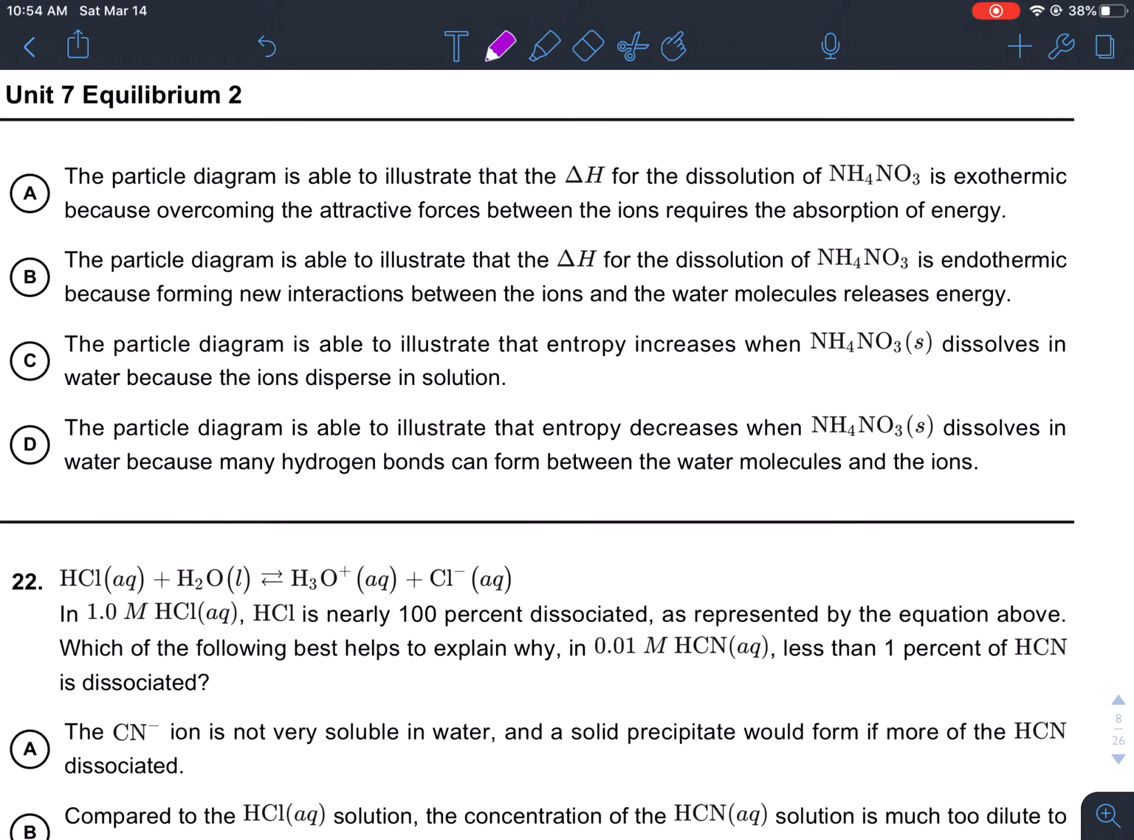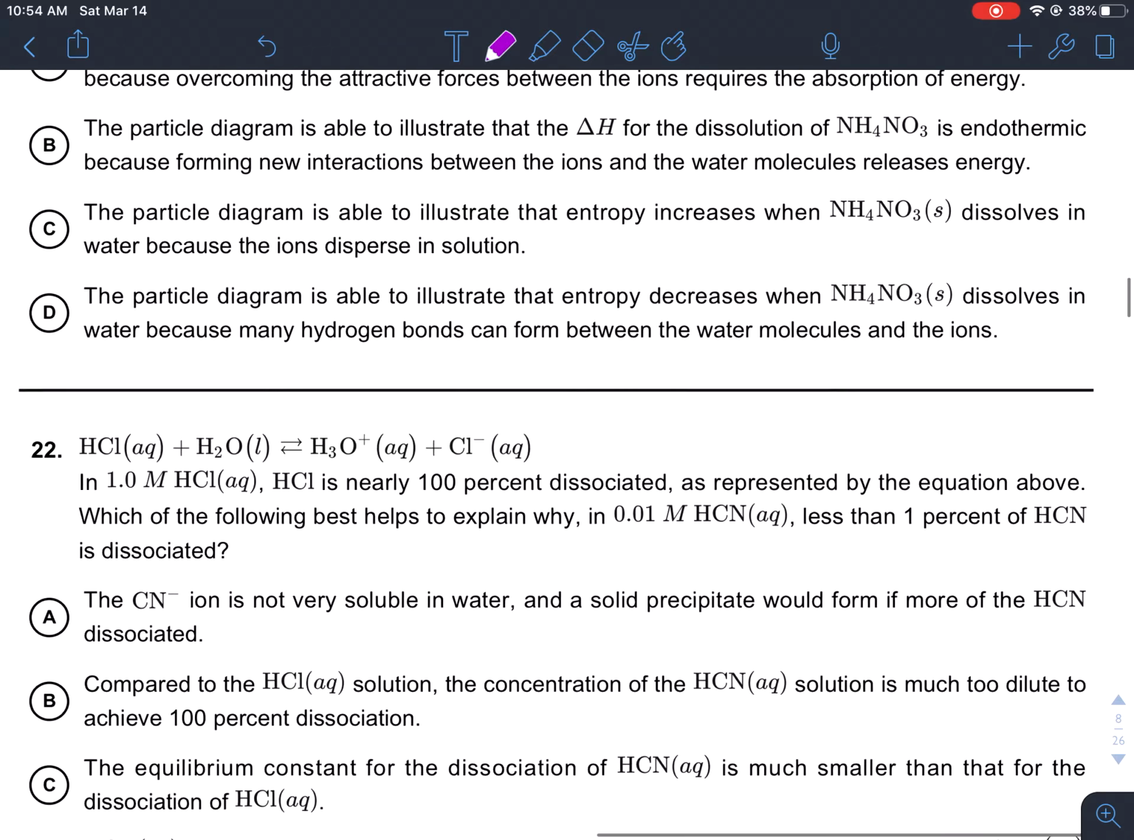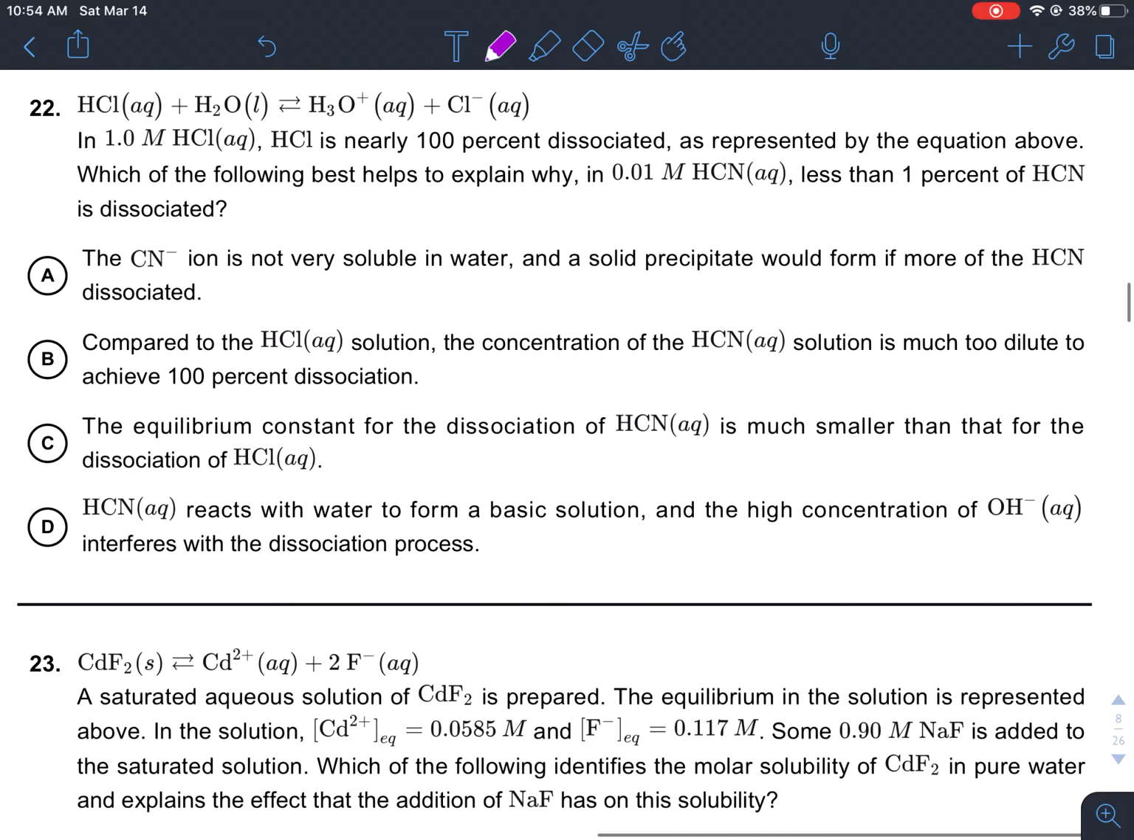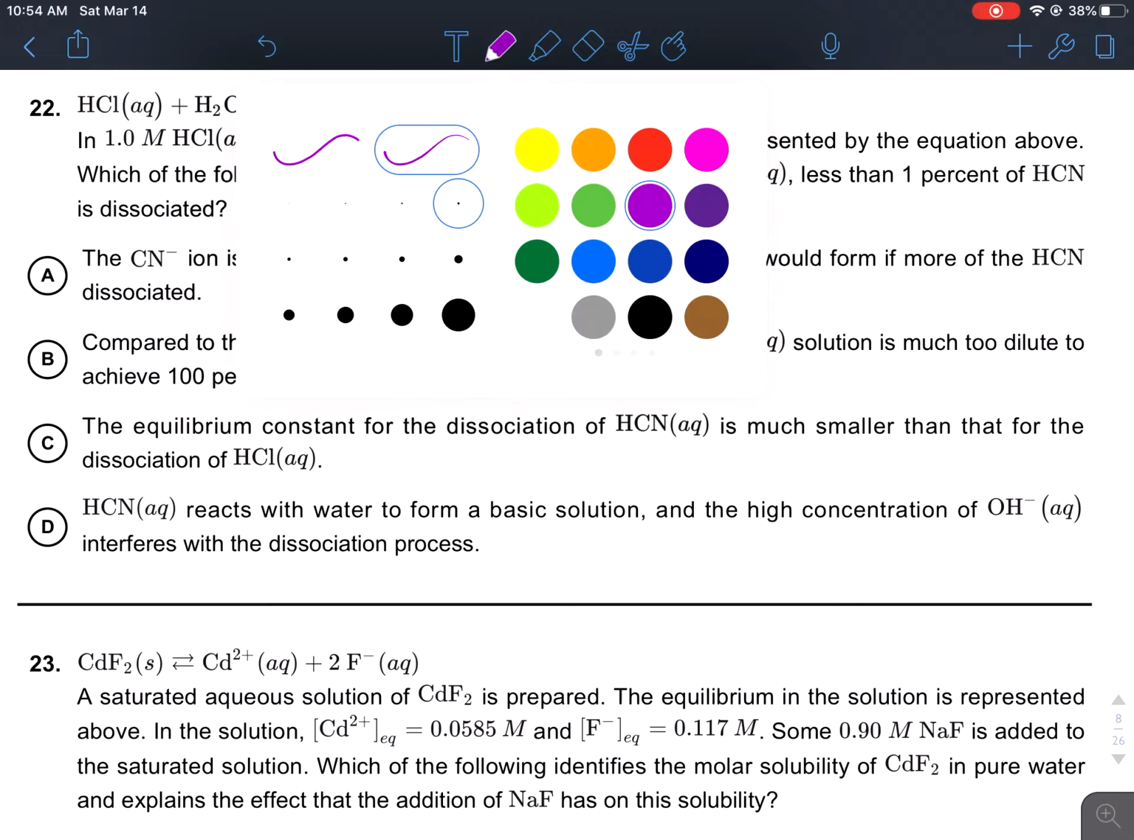Okay. Number 22, you have HCl plus water forming hydronium and Cl minus. Now, this is a strong acid. In 1 molar HCl is nearly 100% dissociated as represented by the equation above. Which of the following best helps explain why less than 1% of HCN is dissociated? This is a little bit acid-basey, but let's talk about that real quick.